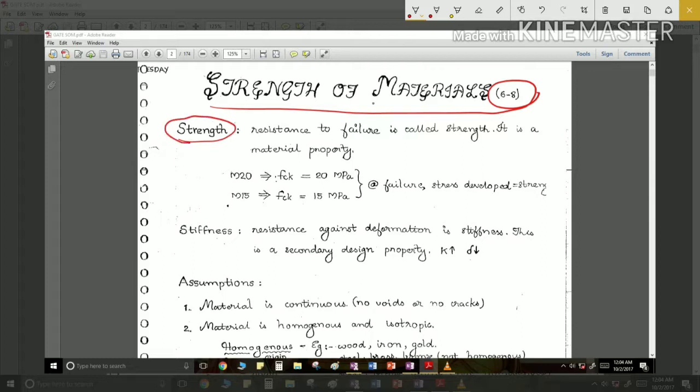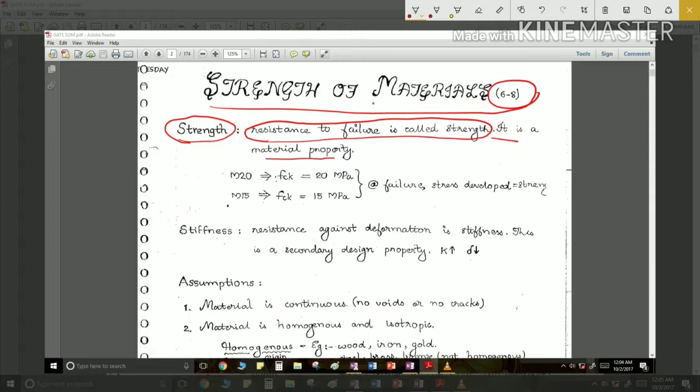See, there are different definitions for strength, toughness, hardness, ductility, malleability, so don't confuse between them. The definition of strength is resistance to failure. Simply, resistance to failure is called strength, and it is a material property. It does not depend upon the load you are applying, nor upon the deflection or other characteristics. It depends upon the material characteristic.